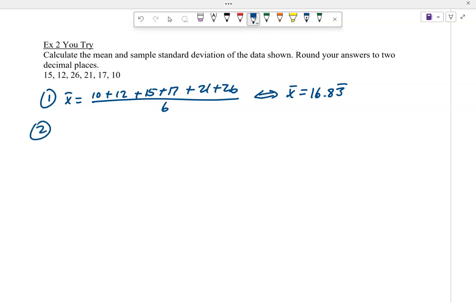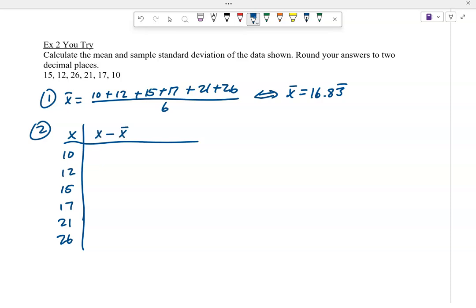Now let's go ahead and make our table. So we're going to list all our data values. I like to do it in order: 10, 12, 15, 17, 21, 26. And then what we're going to do is find the difference between that data value and the mean. Again, this is called our deviation.